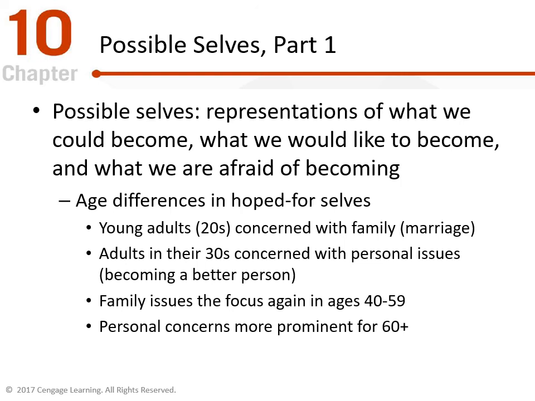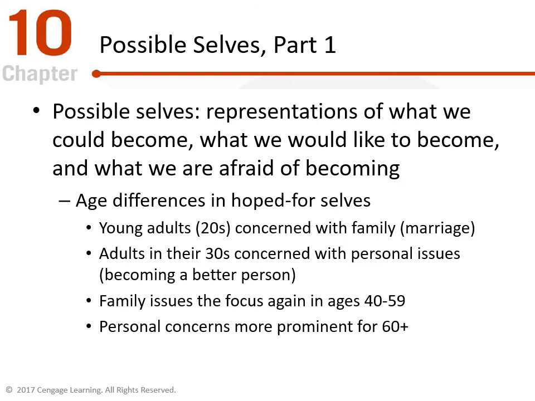But if you believe in your hoped-for self, you can avoid that feared self. So you can avoid that feared self, a positive outlook. Older adults are more likely to believe that neither the hoped-for nor the feared self is under their personal control. So they have a more negative outlook.